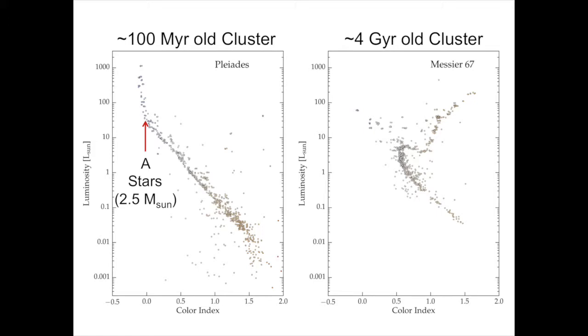This turns out to be a 4 billion year old cluster of stars. The most massive stars on its Hertzsprung-Russell diagram, on its main sequence, are F and G stars with a mass of about 1.3 times the mass of the Sun.